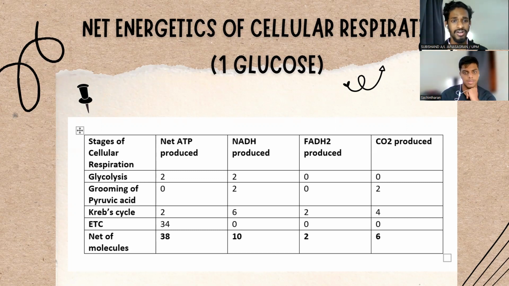For the NADH, for glycolysis and grooming of pyruvic acid, 2 NADH is produced respectively. For the Krebs cycle, 6 NADH is produced. FADH2 is only produced in the Krebs cycle, which is 2 net. Lastly, for the CO2, for the grooming of pyruvic acid, only 2 molecules are produced, and for the Krebs cycle, 4 carbon dioxide molecules are produced. So the net ATP produced is a total of 38 molecules in one glucose.